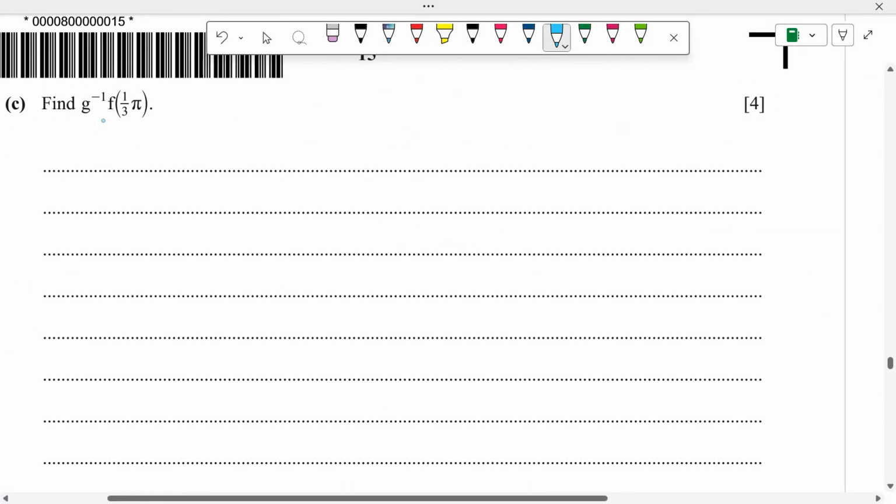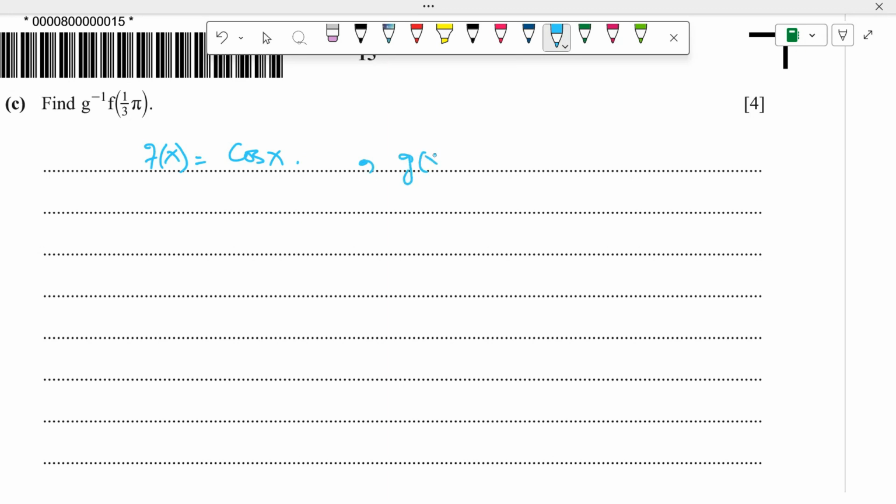Now C, find g inverse of f of 1 over 3 pi. Okay, f of x is equal to cos of x, and g of x is equal to 3 cos of x minus pi plus 2. We need to find the g inverse of f of 1 over 3 pi. We already have f of x. We don't have the inverse of g. We first convert the g of x into the g inverse of x.